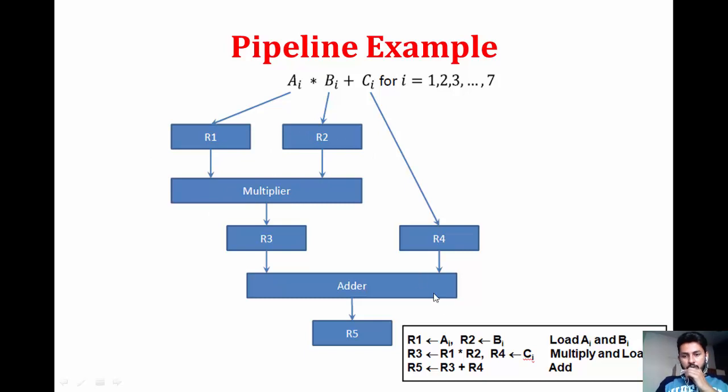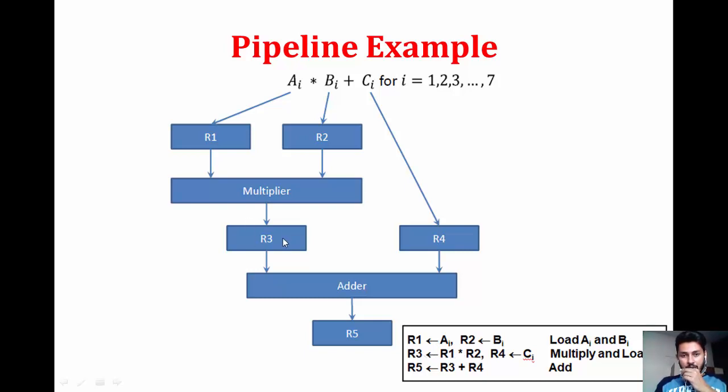So what we'll be having is, during the first segment, A is going to be loaded into R1, B is going to be loaded into R2, right? Now in the second segment, the data will be there in R3, which is the multiplication of R1 and R2. So R1 into R2 is going to be transferred into R3.